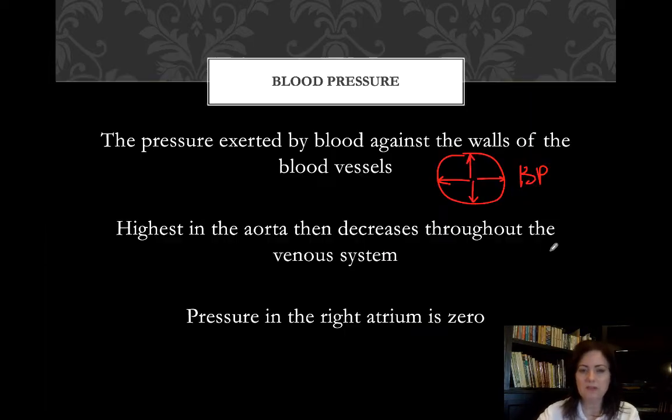So this does a few things for us. It does create a pressure gradient, which allows blood to continue to flow. And here I'm reminding you too that pressure in the right atrium is all the way down to 0 so that blood can flow in and return to the right atrium through the vena cava.